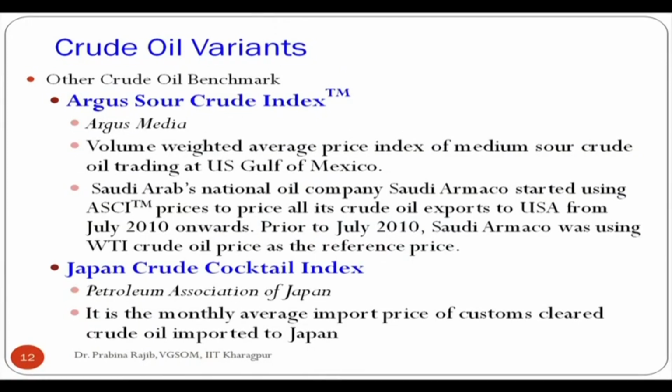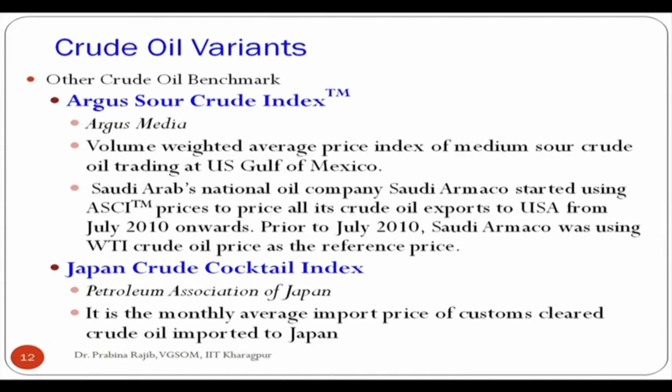Besides those four oil markers, there are a couple of other benchmarks which are also reported on a regular basis. One is your Argus Sour Crude Index. If you recall, the first three crude markers were light sweet and the last one was light sour, but this Argus Sour Crude Index is a volume weighted average price index of medium sour crude. Let me highlight, it is a medium sour crude, it is not a light sour crude.